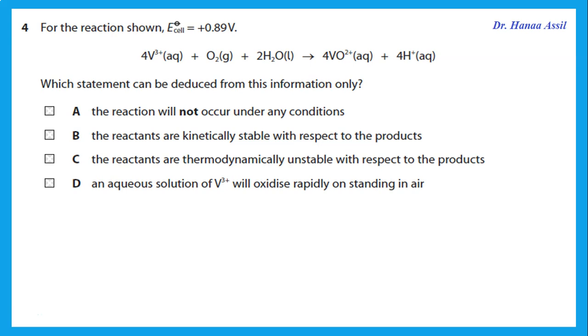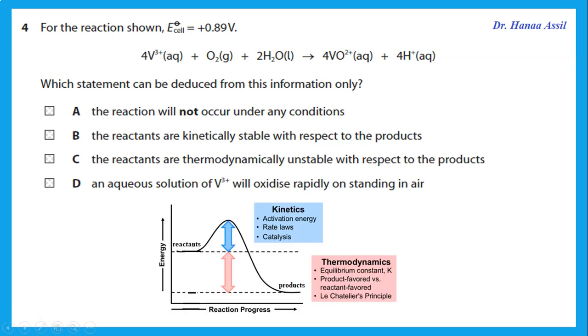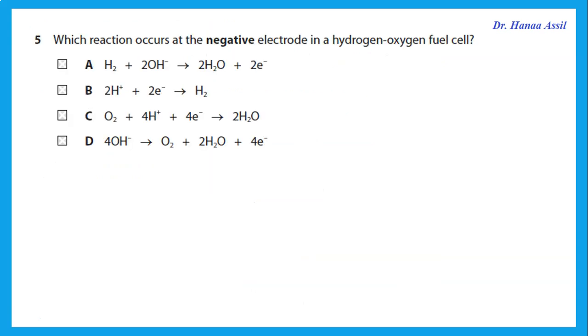because they form products. The reactants are also thermodynamically unstable. Unstable means the products have lower energy than the reactants, so this reaction would proceed. Remember that kinetic stability has to do with the activation energy. Thermodynamic stability has to do with the delta H and the equilibrium constant.